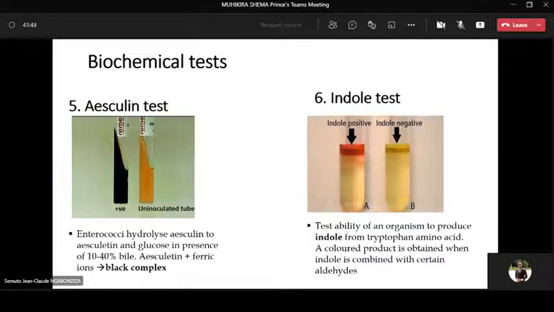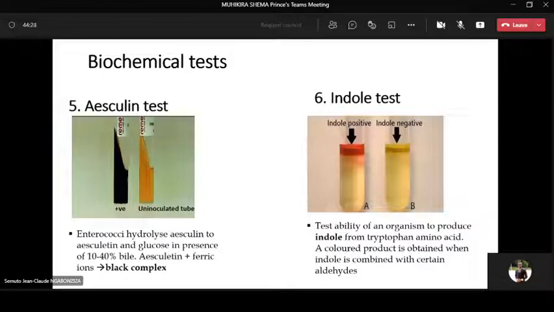We have the esculin, called bile esculin test, which is mostly used for enterococci, which are able to hydrolyze esculin to esculetin and glucose in the presence of bile, and give a black complex. So this is mostly used for enterococci. We see the species of enterococci, some are esculin or bile esculin positive, some others are negative. And this is a feature that can help to identify the species of enterococci.